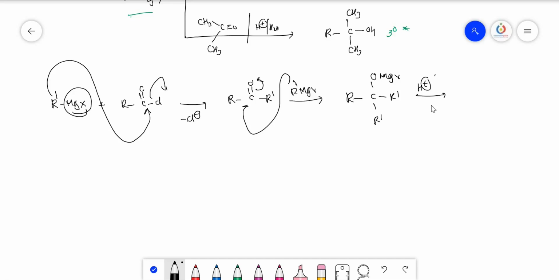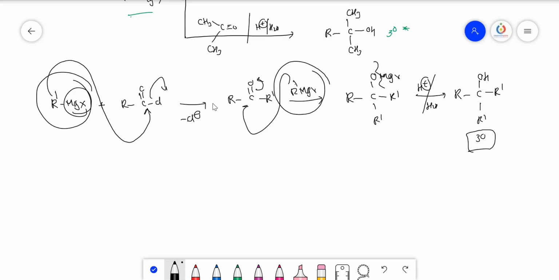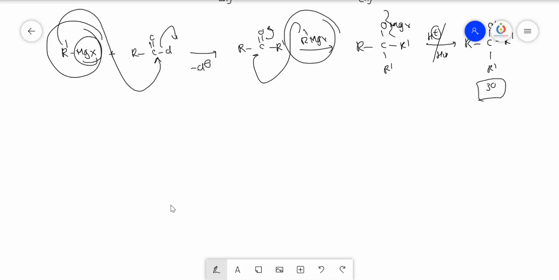Next, this is the step where we are using H2O and H plus. So break this bond and we get RCOH with R' and R'. So this is a tertiary alcohol. So acid chlorides on reaction with the Grignard reagent give the tertiary alcohol. How many moles of the Grignard reagent react with the acid halides? 2 moles of the Grignard reagent.